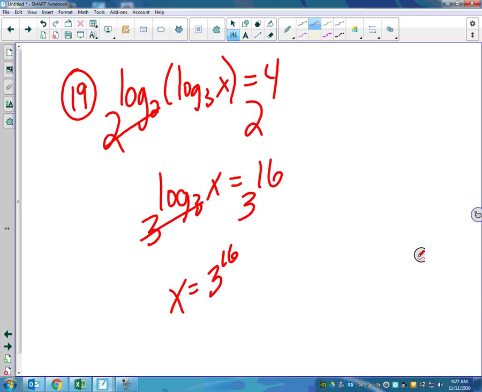43,046,121. And I'm really okay, especially on the test, if it's a really big number like this, you can leave it as 3 to the 16th. I know your calculator will probably do it for you, but I'm okay if you left it as 3 to the 16th. The other way to do that, if you don't like the 2ing it and the 3ing it, you could rewrite this as 2 to the 4th equals this, like log base a of x equals y. You get the same answer, it just depends on which way you're solving those log equations.